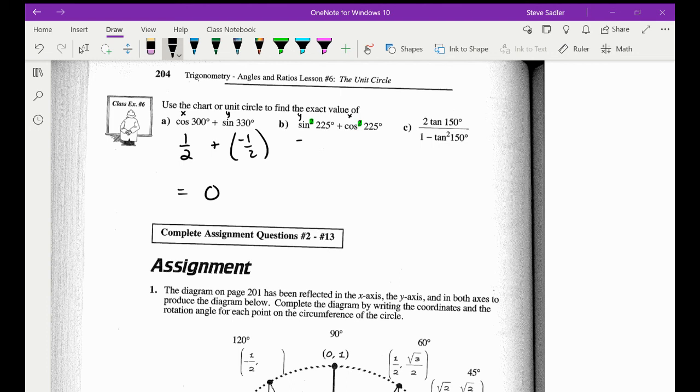Wait, 1 second. Why is it negative? Mine is positive. Did they make a little error here? Sine is the y value. They both can't be negative. One's got to be positive. Either way, the answer comes out the same. Root 2 over 2, and because it's squared, we are going to square it, plus the x value, which is negative root 2 over 2 squared.